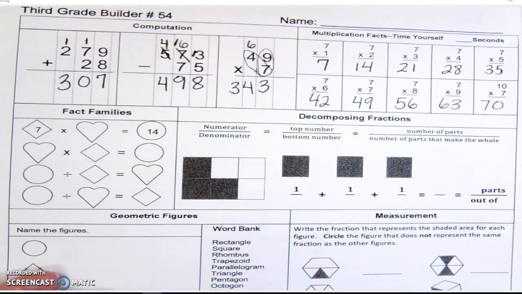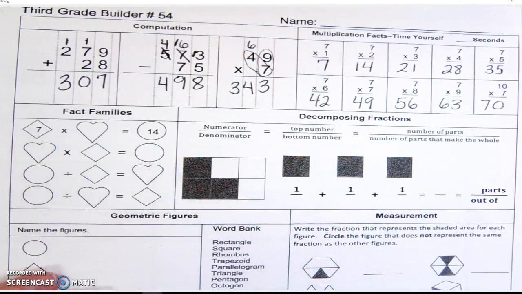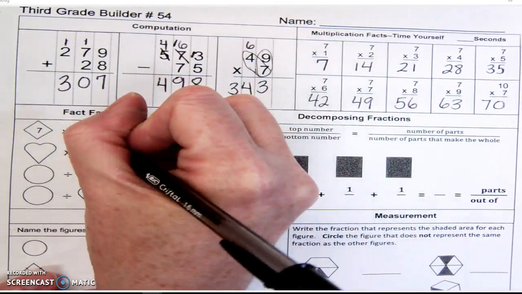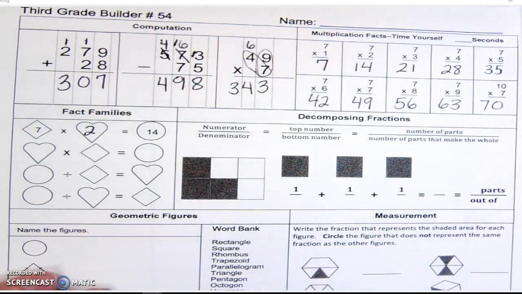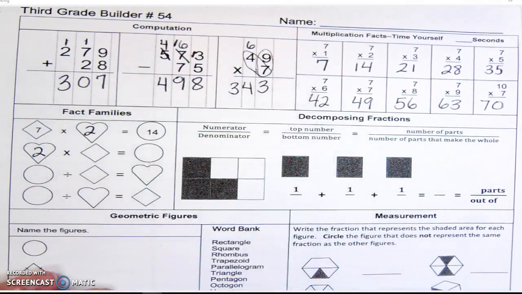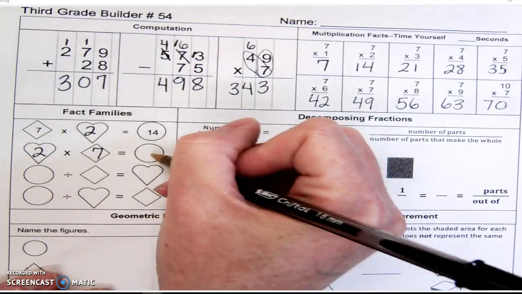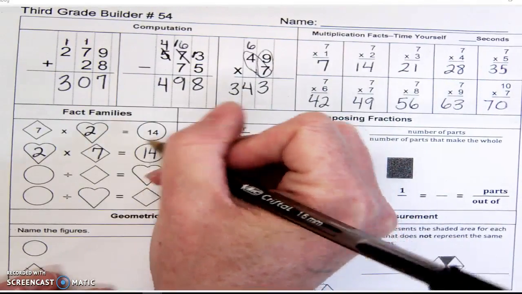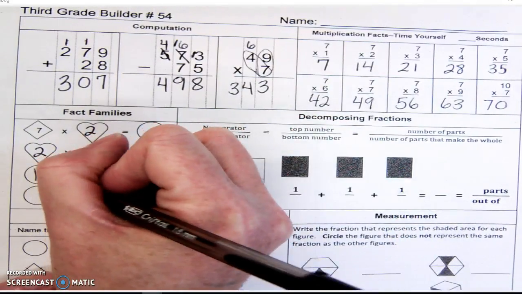Now look at our fact family. We have 7 times something equals 14. 7, 14. 7 times 2 equals 14. So I have a heart with a 2 in it. I'm going to put the 2 in the heart here. 2 times 7 equals 14. 14 is in the circle, so I'm going to put the 14 right here.